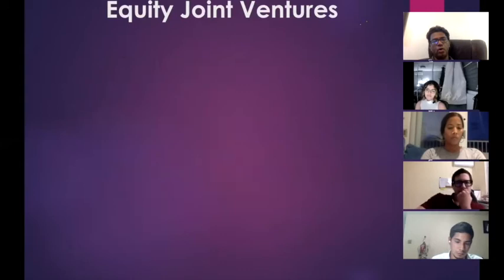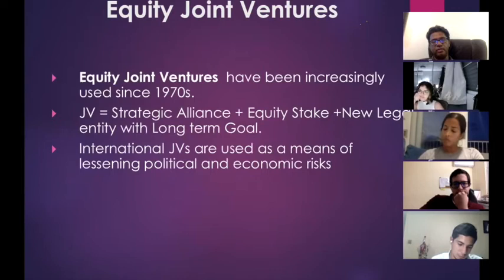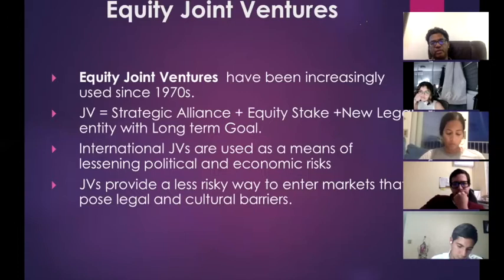This is my next point. Equity joint ventures. Equity joint ventures have been increasingly used since the 1970s. And a joint venture or equity joint venture, I mentioned JV. JV is equal to, equity is silent here, but it is the same thing. JV is equal to strategic alliance plus equity stake plus a legal new entity with a long-term goal.